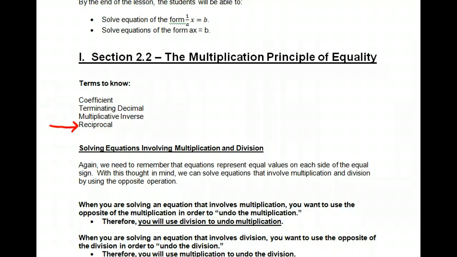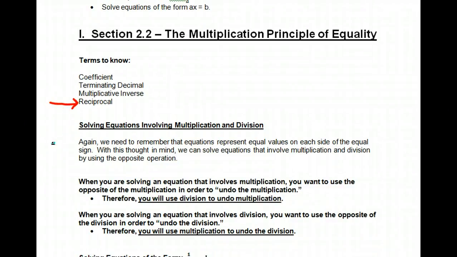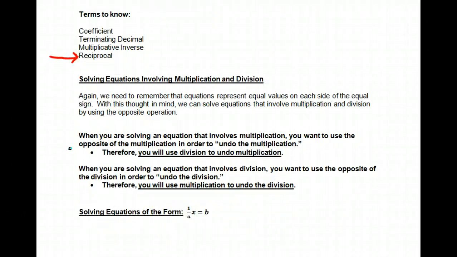Now, as I mentioned, we are going to be working on solving equations that involve both multiplication and division. And what I need you to remember throughout this lesson is that equations represent equal values on each side of their equal sign. With that in mind, we can solve equations that involve multiplication and division by using the opposite operation, very similar to what we were doing with our equations that involved addition and subtraction.